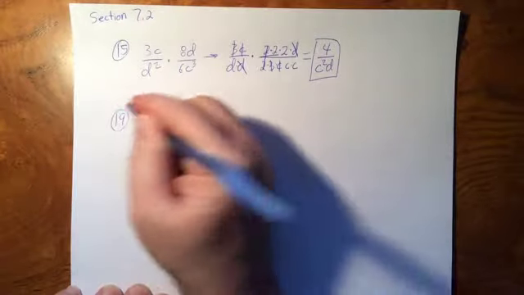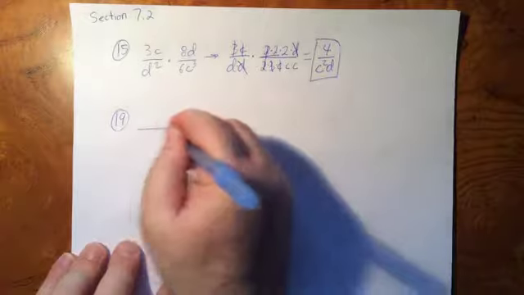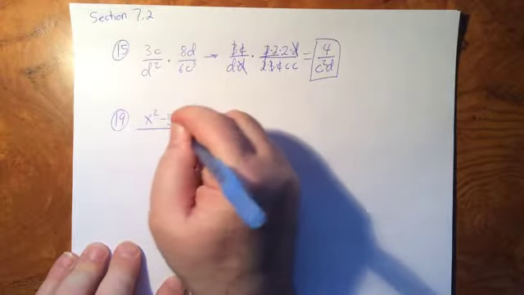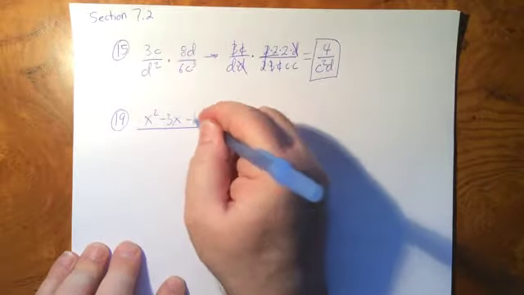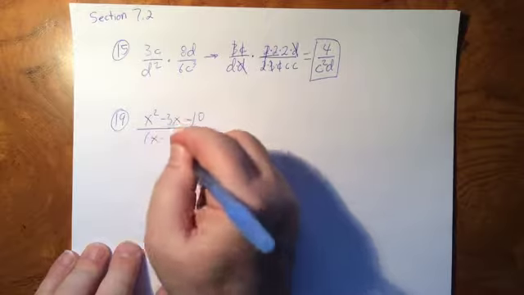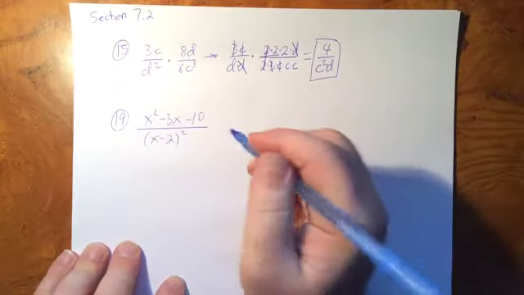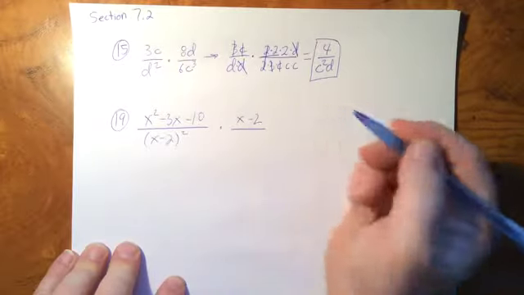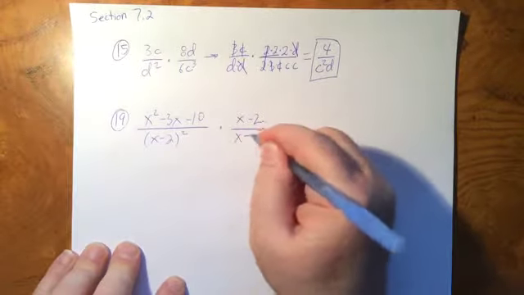Let's continue. We're going on to question number 19 now, that will involve a little more work when it comes to factoring. And it's going to be written as follows. X squared minus 3x minus 10 divided by x minus 2 squared, times x minus 2 over x minus 5.